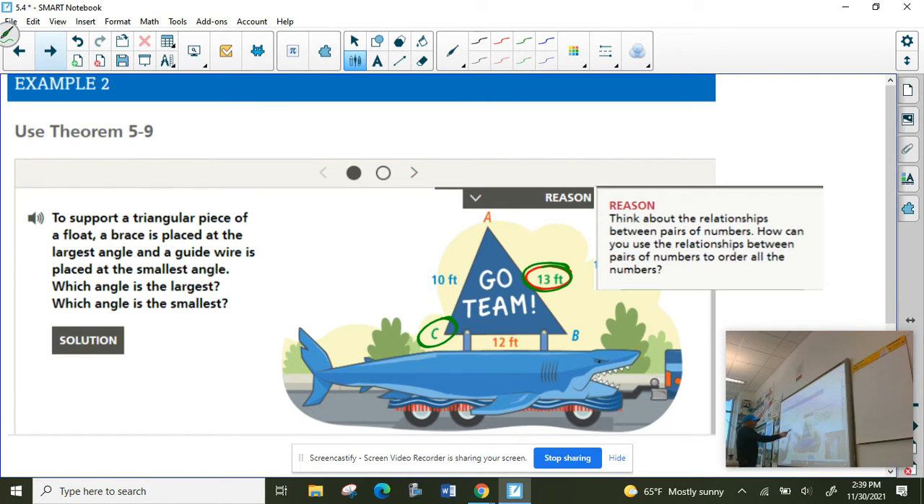Then it says it has a wire placed at the smallest angle. Let's take a look and see which one's the smallest angle. Well, I've got 12 and 10. Well, 10 is smaller than 12, right?